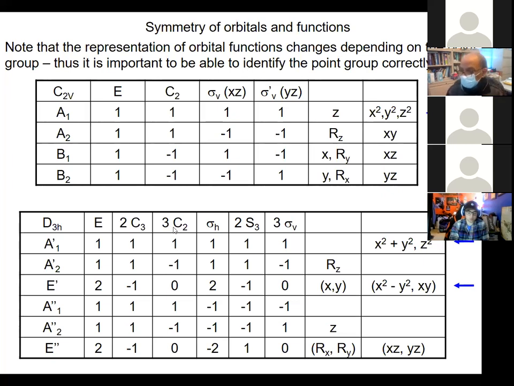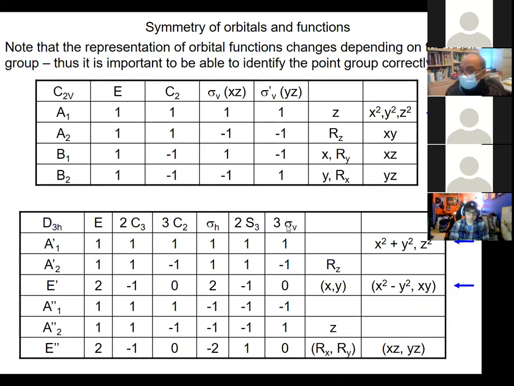So we have 3 C2s, and there is a horizontal plane of symmetry. As you all recall, horizontal plane of symmetry is the plane that is perpendicular to the highest order rotational axis of symmetry. So for D3h, the highest order rotational axis of symmetry is C3, and you have a plane that is normal to the C3, that's the plane of the molecule itself, that should be called sigma h. And then you have 2 S3s. So S3 is rotation by C3 followed by a reflection in the plane perpendicular to it. We have 2 of them here, just like we have 2 C3s, we also have 2 S3s.